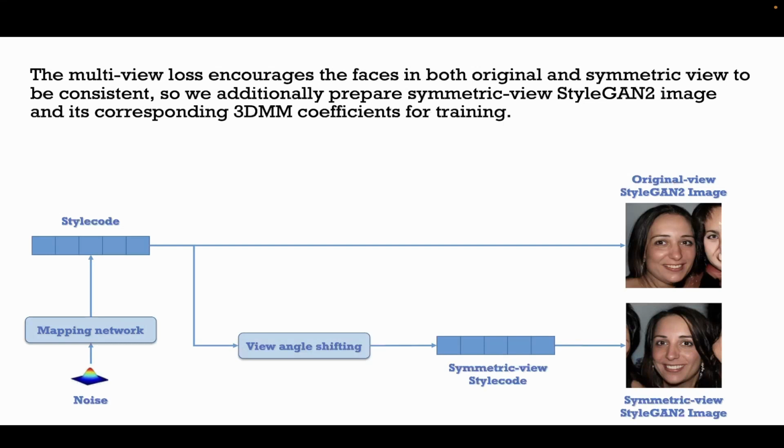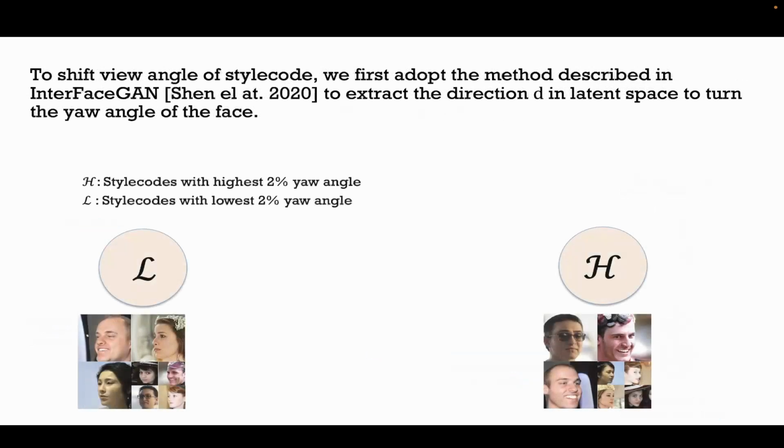To obtain the symmetric view StyleGAN2 image, we propose a method called view angle shifting to turn the view angle of the original stylecode to its symmetric view. To shift the view angle of the stylecode, we first adopt the method described in InterfaceGAN to extract the direction d in latent space to turn the yaw angle of the face.